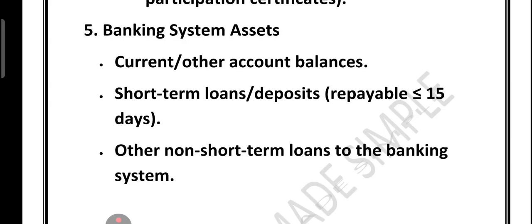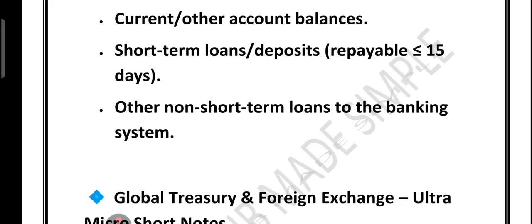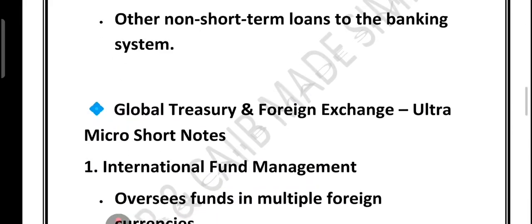Then we have the banking system asset. Banks use their funds to lend or invest in current or other account balances, short-term loans and deposits, which are repayable within 15 days. Other long non-short-term loans are in the banking system. This helps a bank earn profit while maintaining liquidity. So to summarize, financial markets provide investment and liquidity channels, while banks manage liability and asset to balance profitability and stability.